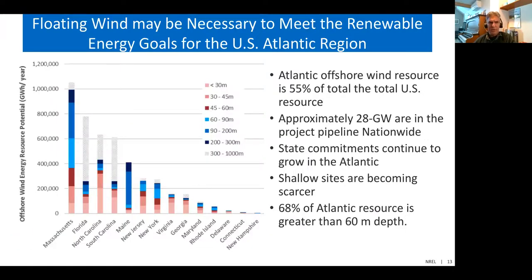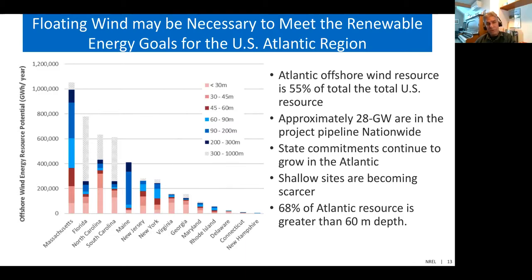I'm just going to focus a little bit more on the Atlantic states, and this bar chart shows you by state, in reduced order, the amount of resource that's available in each of these states. And you can see Massachusetts has the most. And pay attention to the colors. The pinkish reddish colors mean it's in water depth that's shallow and can be fixed to the bottom. The darker blue colors are floating areas, and in very light shaded gray are the very deep areas. You can see that Maine has the best resource for floating technology other than Massachusetts, which just has a large coastal region.